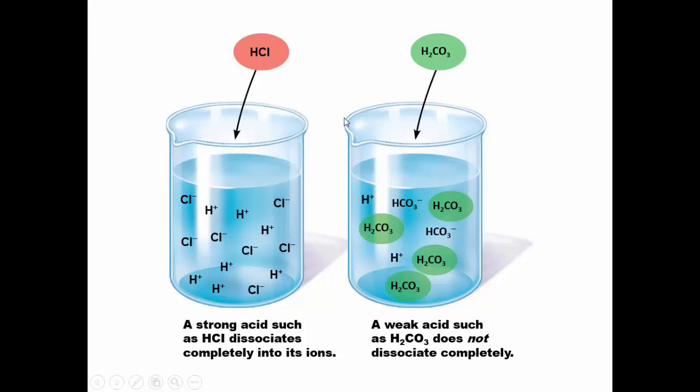So here you see a strong acid, hydrochloric acid. Every single molecule dissociates, so we have the maximum amount of hydrogen ions in this solution. This would have a low pH. Carbonic acid, on the other hand, has some molecules that stay together, they don't dissociate, and only at any given time are a few of the molecules dissociated. So we have very few hydrogen ions in solution compared to the total number of acid molecules.